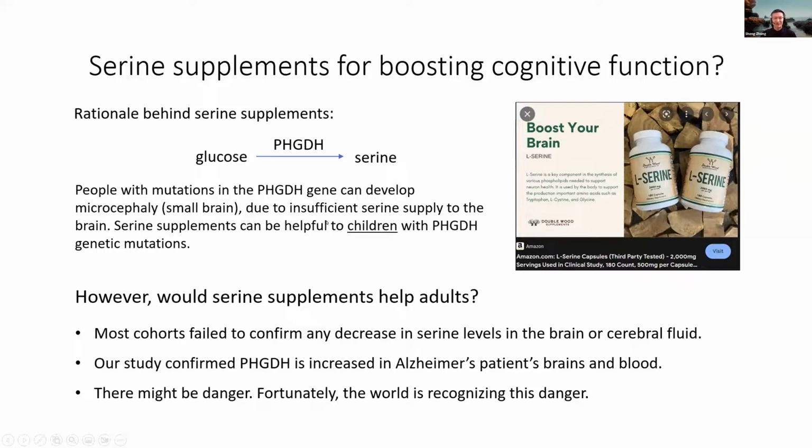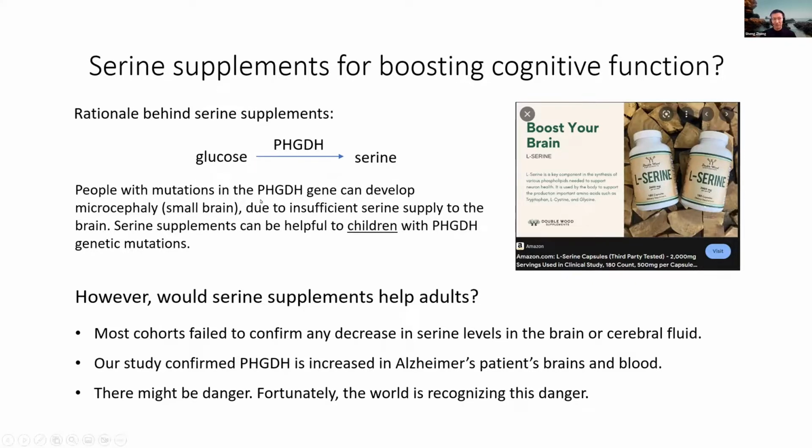So this supplement is touted to be a brain booster, to boost your brain. Let me first say, if I wanted to argue this supplement has any use, what would I say?